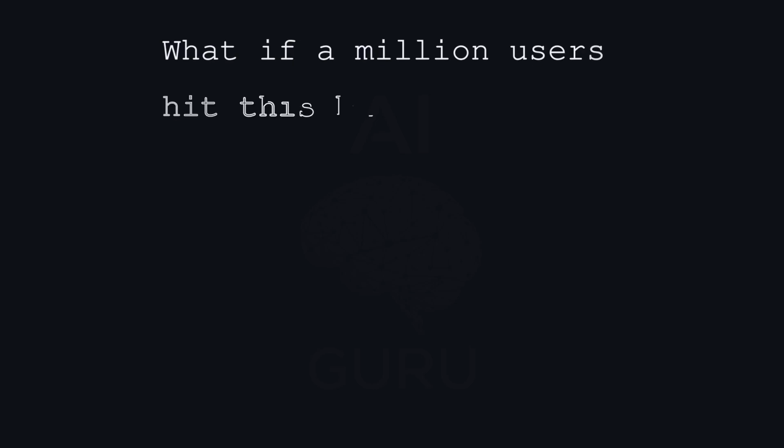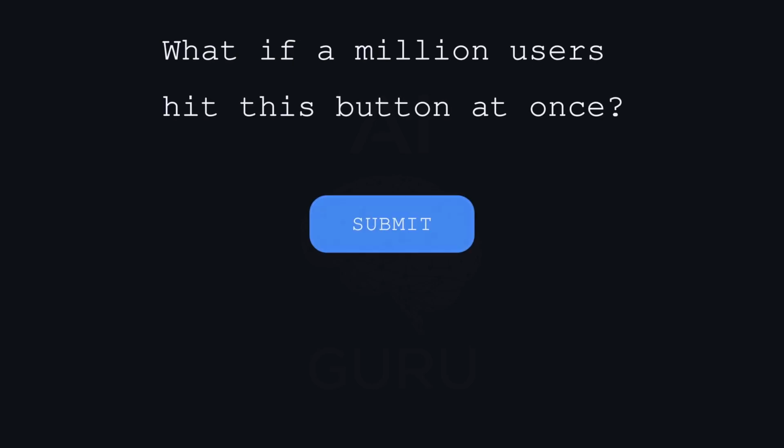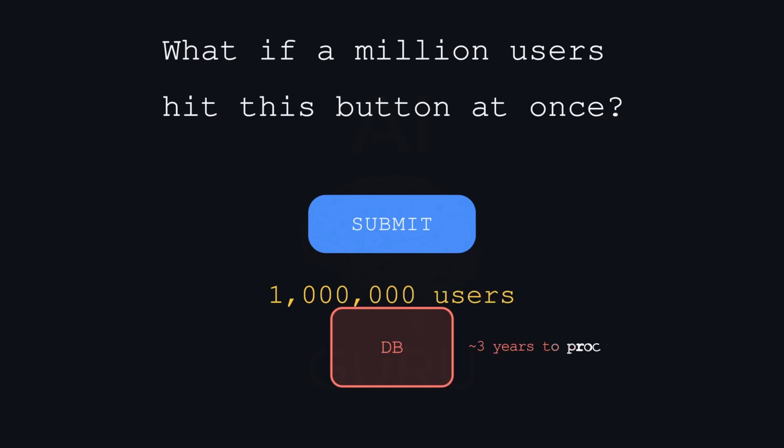What if a million users hit this button all at once? Yeah, I mean, if your napkin math shows that the database will take like 3 years to process that, you don't need to build it to know it's a bad design. You've saved yourself months of work in 5 minutes.